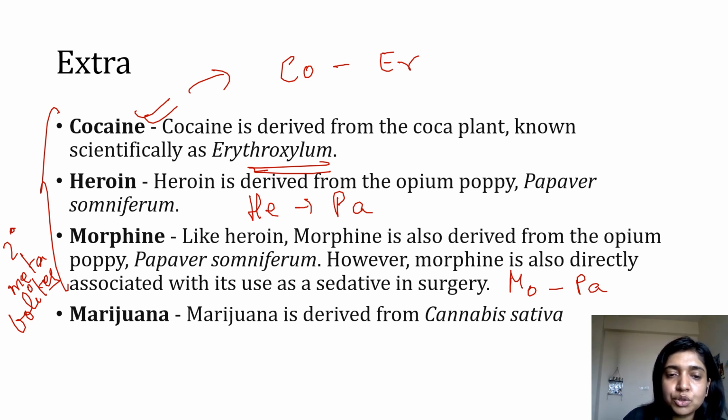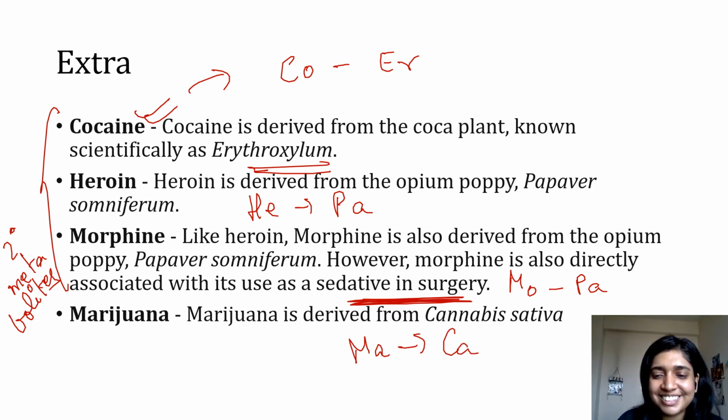However, morphine is also associated with being used in surgery. So before giving surgery, morphine is given to the patient so that they lose their consciousness, so that it's easier to operate on them without causing pain to them. Then talking about marijuana. So marijuana is from cannabis, so maca. This is how you can remember.